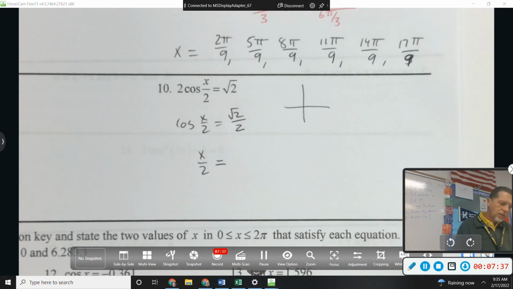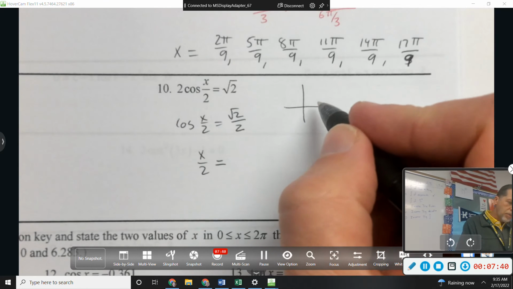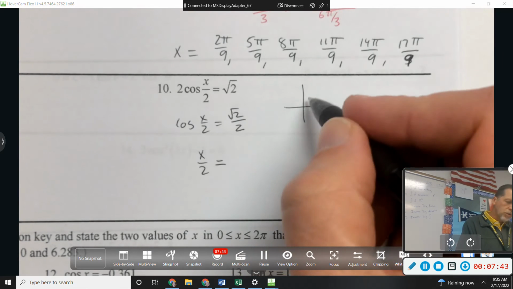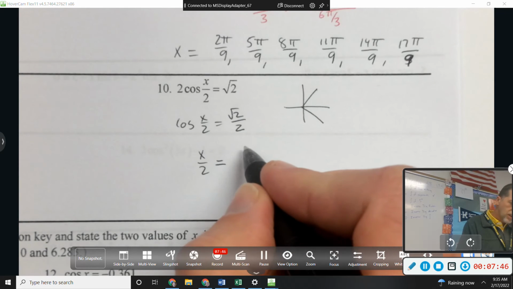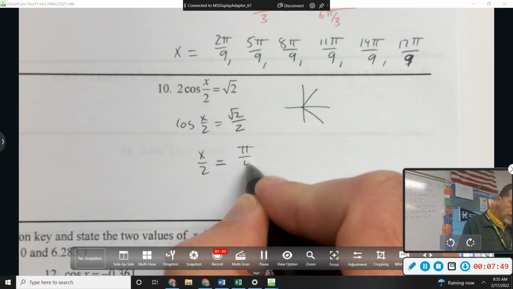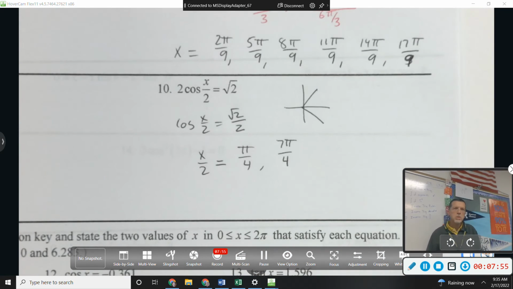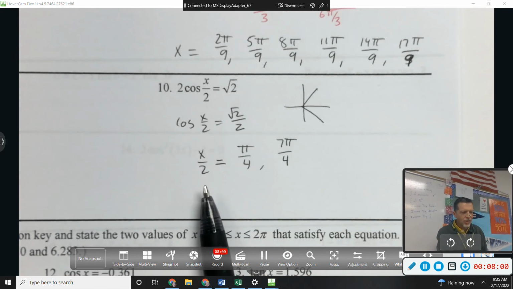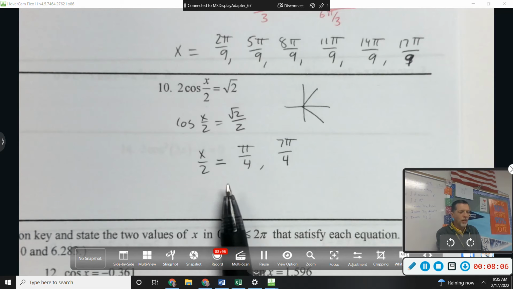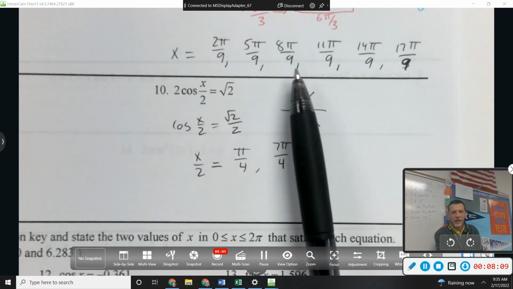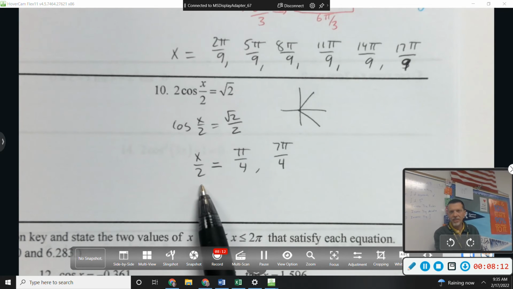Cosine is positive in the first and fourth. Root 2 over 2 is the middle one. So pi over 4 and 7 pi over 4. Now, how many extra answers? Usually, if there was a 2 there, it doubles our number of answers. If there was a 3 there, it tripled the number of our answers. If there's a 1/2 there, it's going to... Actually, I don't want to say that because it may or may not. We need to be very careful.